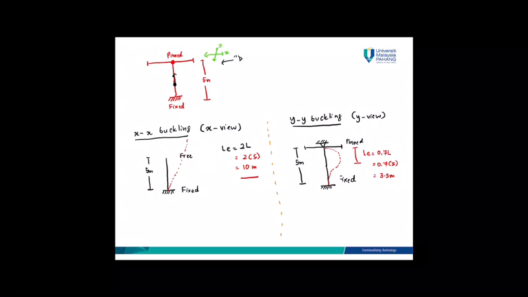I hope you understand how to analyze a brace column. You need to look from X view for X-axis buckling, and you need to look from Y view for YY buckling. What you see from X view, you just draw, and what you see from Y view, you draw. The difference between X and Y view is the effective length. Here is 3.5, here is 10 meter. This is the difference of the analysis between brace and unbraced column.